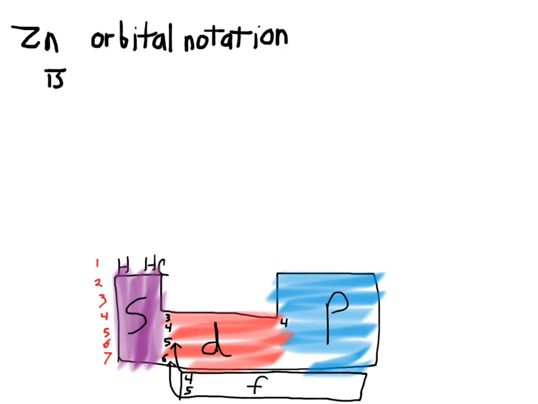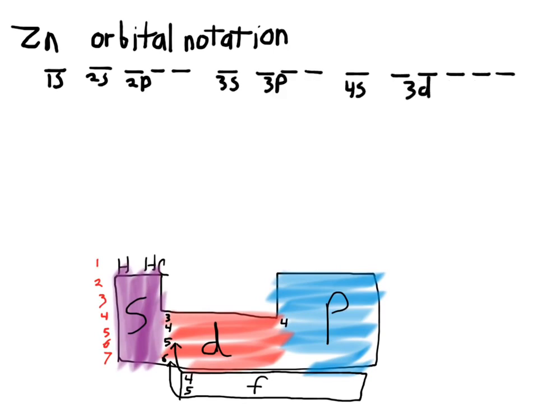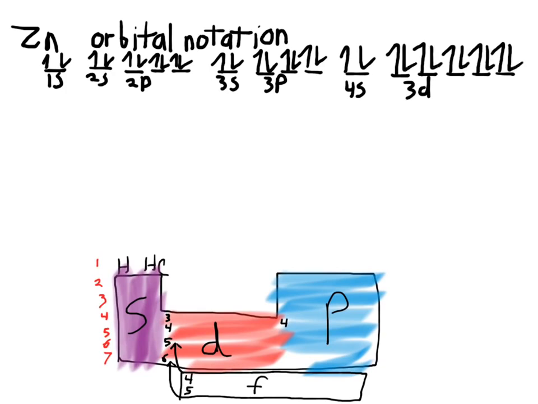You can also know to stop because you'll have filled in the number of electrons that it has. You'll have that many arrows. So I'll go ahead and do all the order that I just said. So 1s, 2s, 2p, 3s, 3p, 4s, 3d, 4p. We don't have to do 4p because it's zinc, so we're stopping at 3d. Notice I'm filling up the p's.